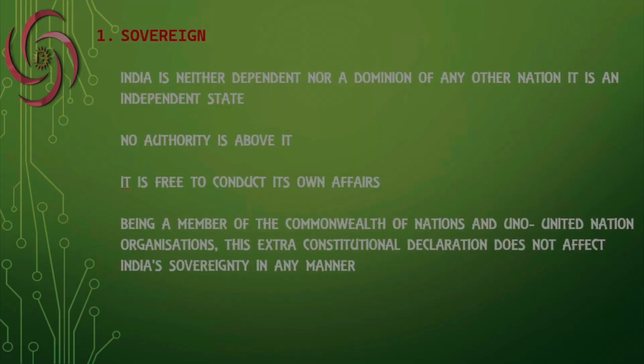You can ask a question: if India is an independent country, what about the United Nations Organization or the Commonwealth? This is not going to bind our constitution. If we want to come out of this organization, we can easily come out of it. It is not going to bind us; we are independent. So the United Nations or Commonwealth nations or G20, whatever it is, is an extra-constitutional declaration. It does not affect India's sovereignty anywhere in any manner.